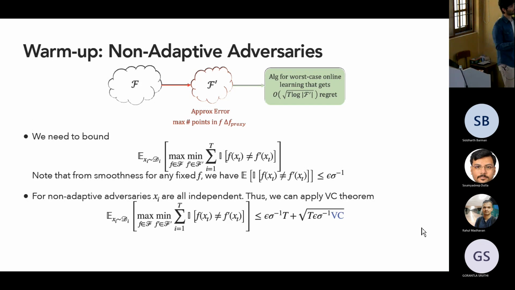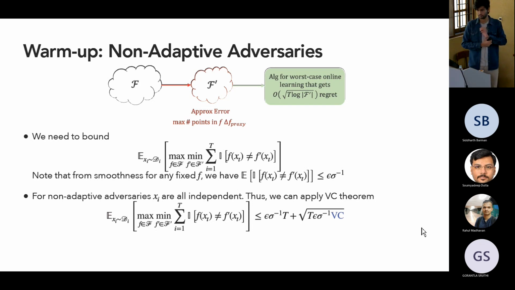Okay. But the point is, the reason why it's all easy for non-adaptive adversaries is that all the xi's are independent, even though they come from different distributions. And you can just apply some slight generalization of the VC theorem. If the bound actually looks scary, it's not super important. But the point is, it depends only on the VC dimension. This quantity is bounded by square root t times the VC dimension. This is some reasonable application of the VC theorem. Does that make sense?